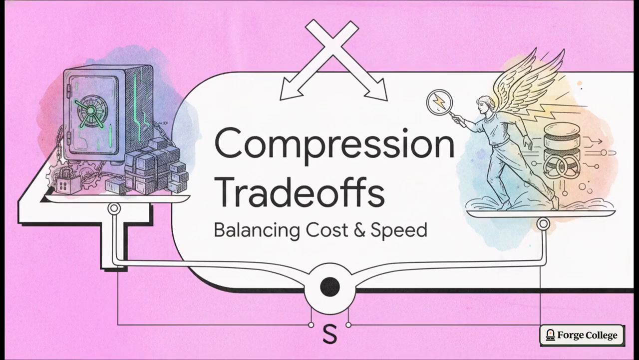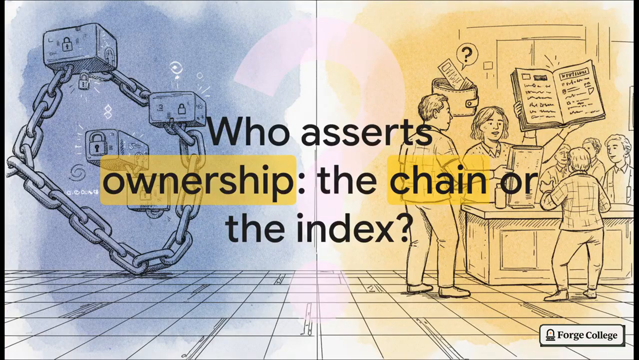Next up, Section 4, State Compression Trade-offs. System design is literally all about trade-offs. State compression massively reduces on-chain storage costs, but it shifts that burden straight over to your off-chain indexes. Because of that, you have to answer this fundamental question: who asserts ownership? Think about it.